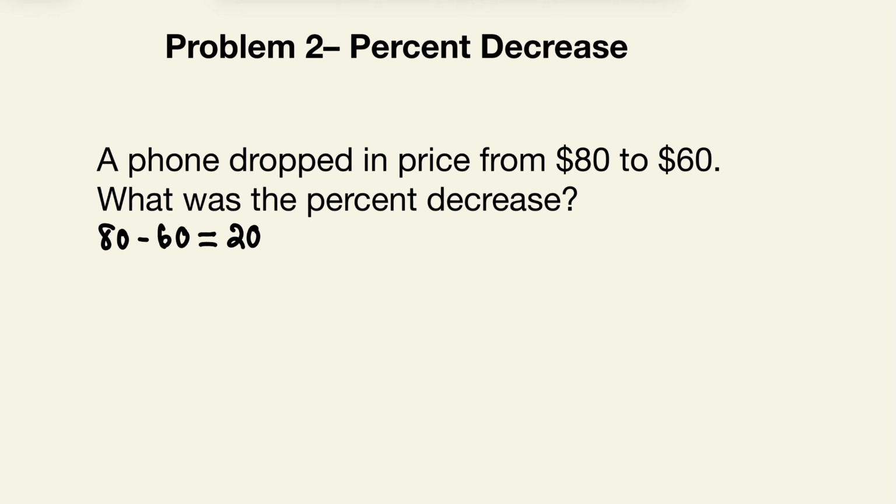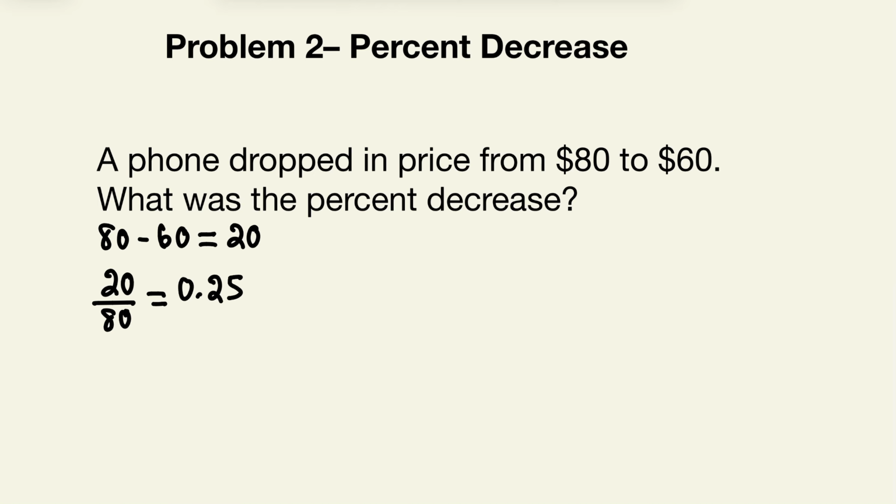Now our next step, which is our second step, is to divide by the original amount. The original amount is $80. So we take 20 divided by 80, and that equals 0.25.